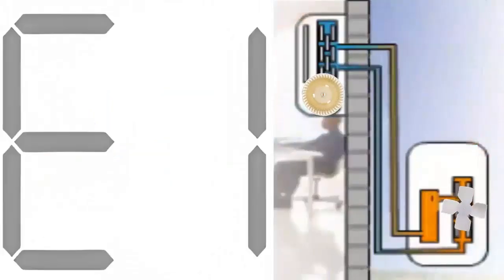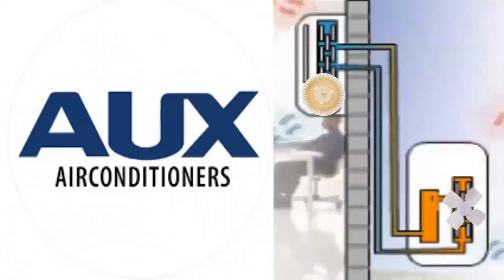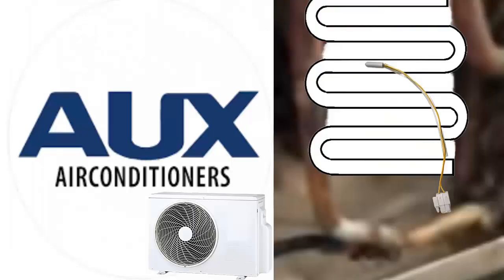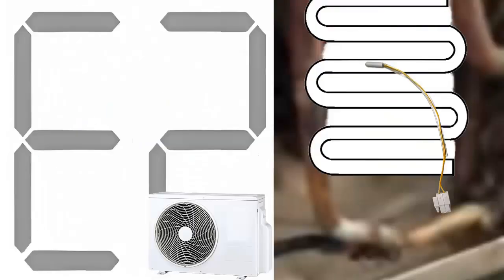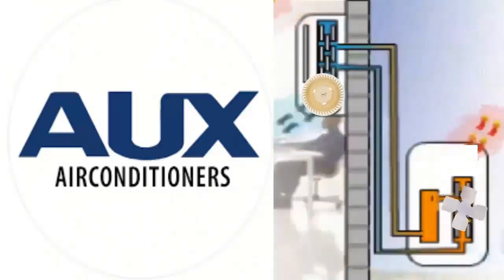Error code E2. This refers to the sensor on the condenser coil of the outdoor unit, which measures the refrigerant temperature as it changes phase. This allows the theoretical calculation of the refrigerant gas's saturation pressure in this part of the system.